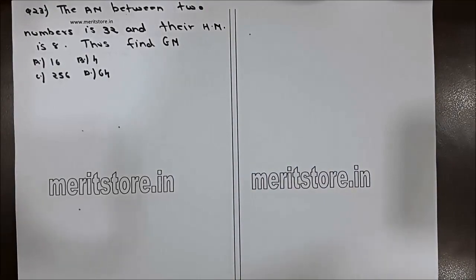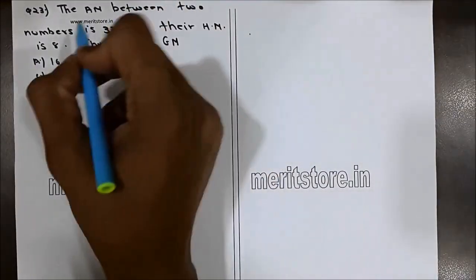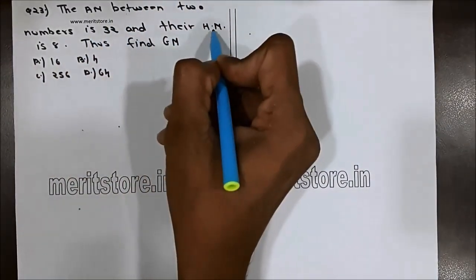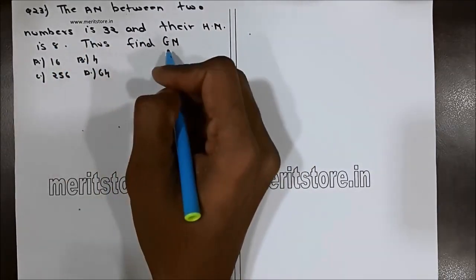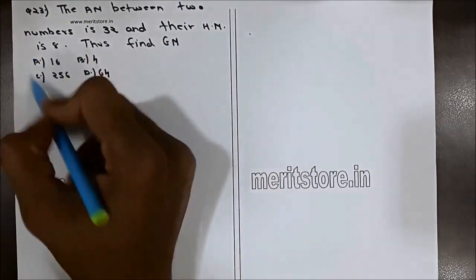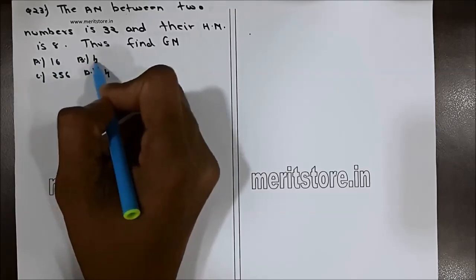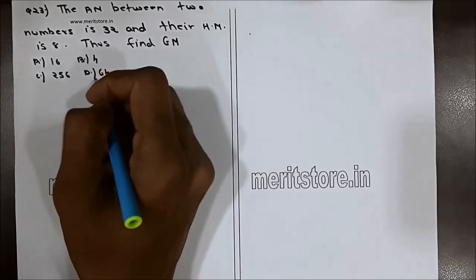Question 23. The arithmetic mean between two numbers is 32 and the harmonic mean is 8. Find the geometric mean. Therefore, we have four options: A) 16, B) 4, C) 256 and D) 64.